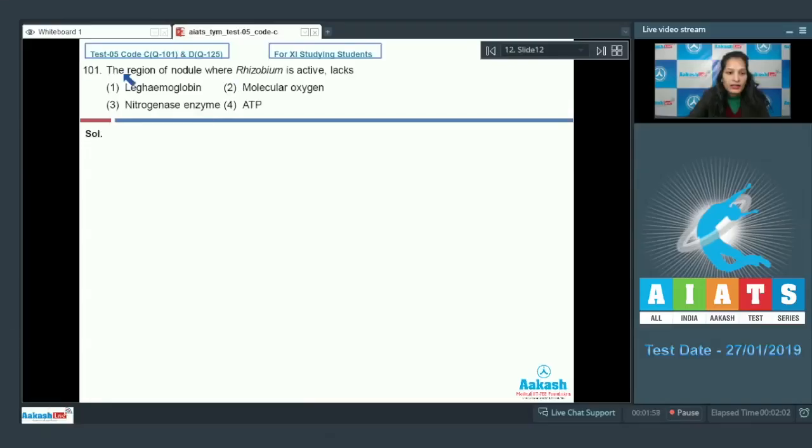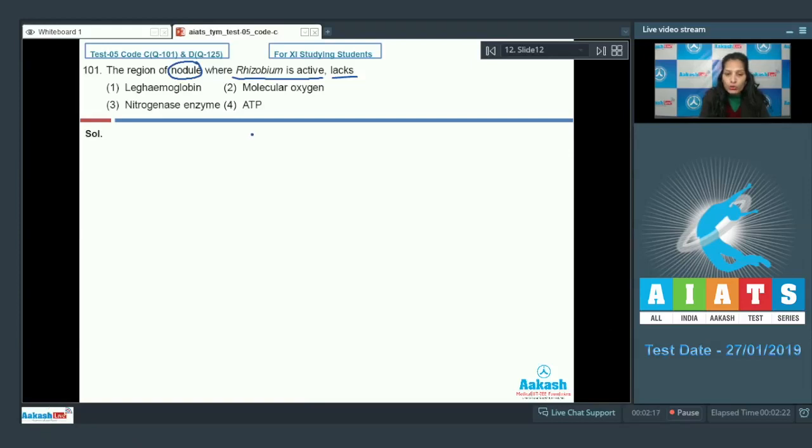Question number 101. The region of nodule where rhizobium is active lacks. First option, leg hemoglobin. Second, molecular oxygen. Third, nitrogenase enzyme. Fourth, ATP. This question is asking that the region of the nodule or the root nodule where rhizobium is active, that lacks.